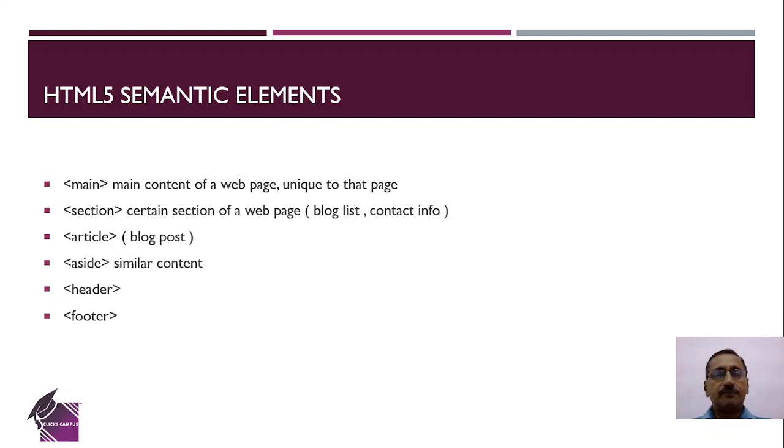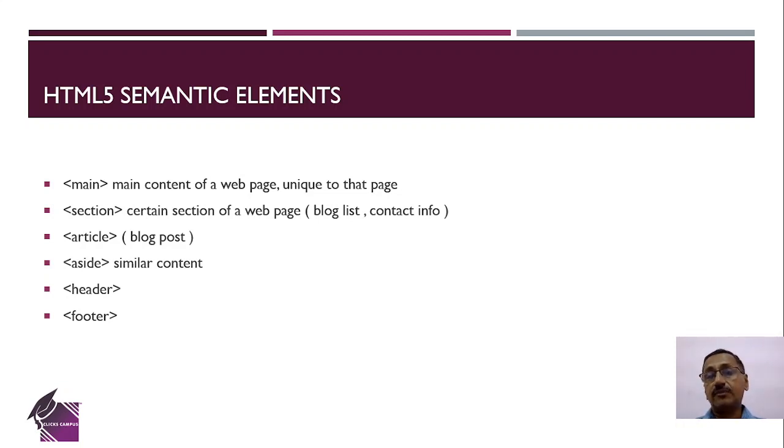Then HTML5, more examples. There will be a main element, which describes the main content of your page, and it will be unique to that page. So there can be only one main element, unique to your page. Maybe it describes a company's qualities or your product's description. Then section: there can be multiple sections inside a particular web page. Maybe a section describes a blog list or contact information. Now article will be about a blog post.